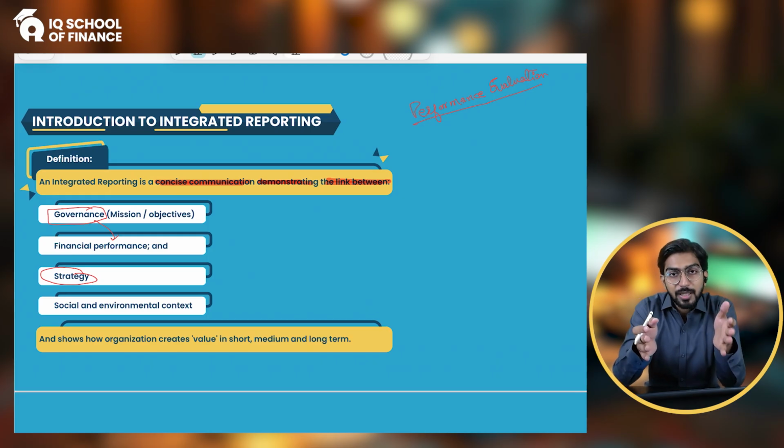And then the social and the environmental context. A company is operating in an environment, in a society, and this society has social life and environmental aspects as well. So how much have you contributed to the environment and the social well-being?